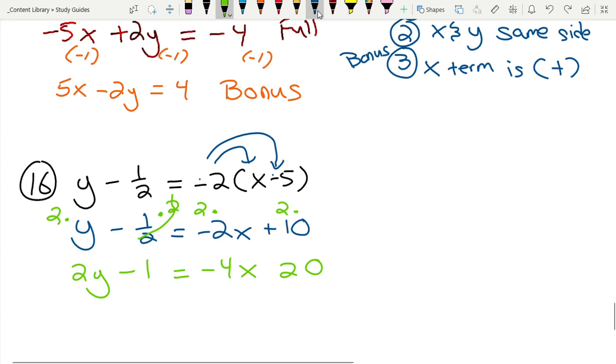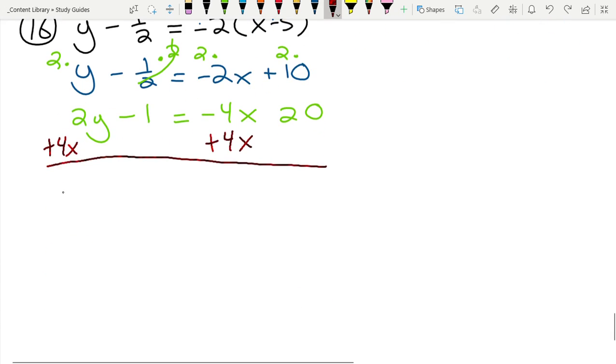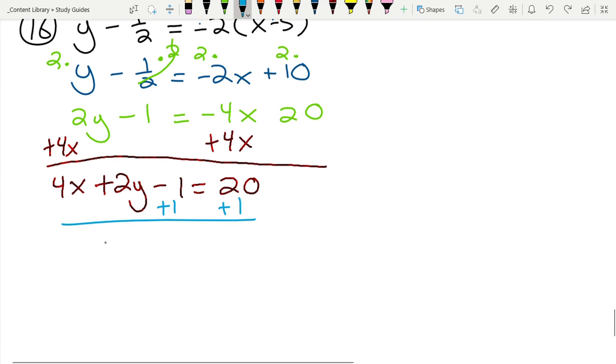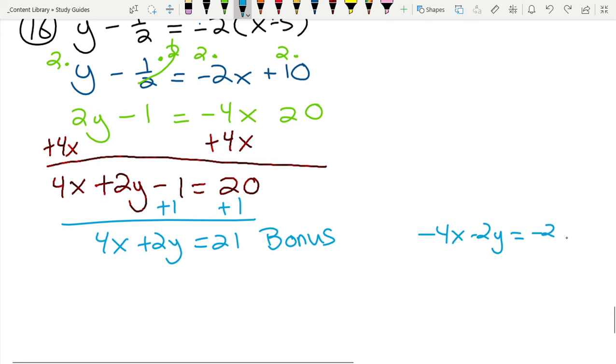Standard 2, x and y same side. Well, they're not, so let me get those x's back on the left. So I'm going to add 4x to both sides. So now I have 4x plus 2y minus 1 equals 20. Well, this minus 1 needs to be over here with its 20, so we need to move it over. So we do that by adding 1 to each side, and you get 4x plus 2y equals 21, and that gets you a bonus point because the x is a positive. If you had -4x minus 2y equals -21, you would still get full credit for your answer.